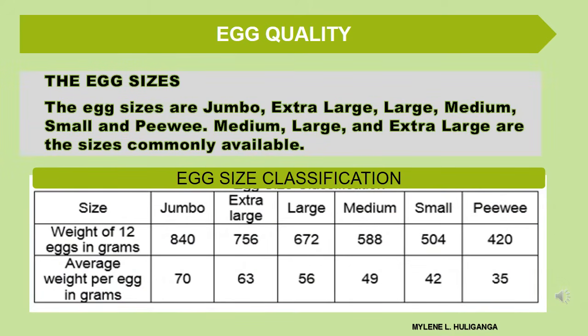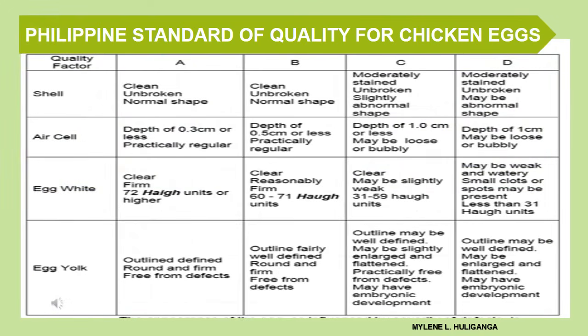The egg sizes are jumbo, extra large, large, medium, small, and peewee. Medium, large, and extra large are the sizes commonly available. The following is the egg size classification. The following is the Philippine standard of quality for chicken eggs.